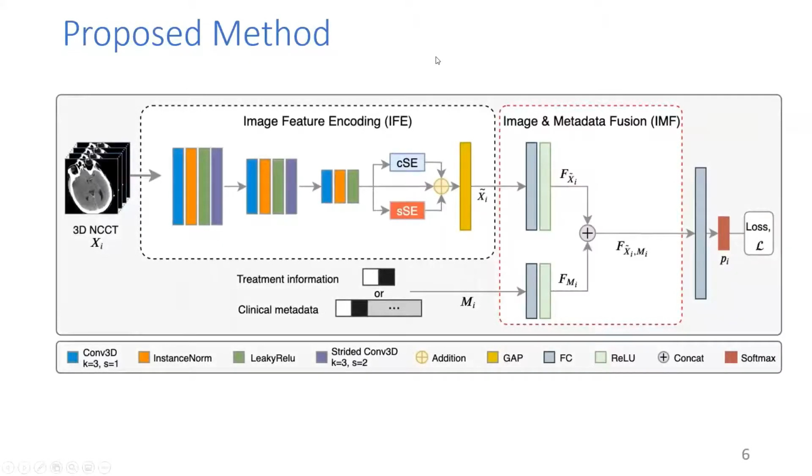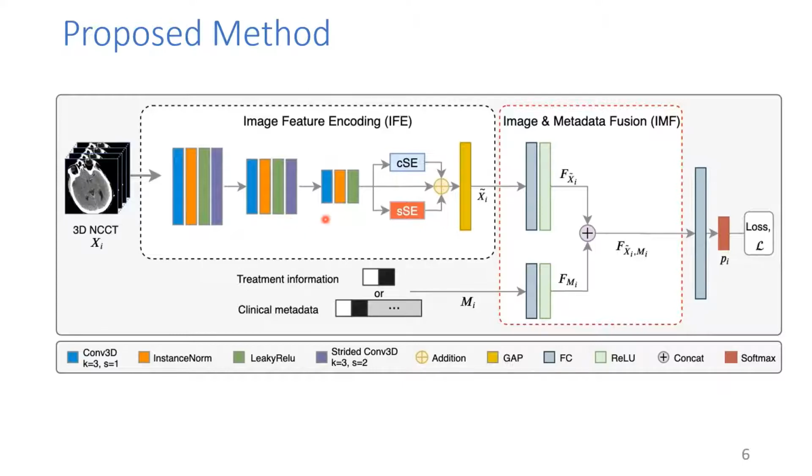In our proposed network architecture, there are 2 main modules, an image encoding module and a fusion module. Our image encoding module takes a 3D NCCT volume and processes it by several convolution blocks, where each convolution block consists of a 3D convolution layer, instance norm, leaky ReLU, and a strided convolution layer in the first 2 blocks for downsampling.